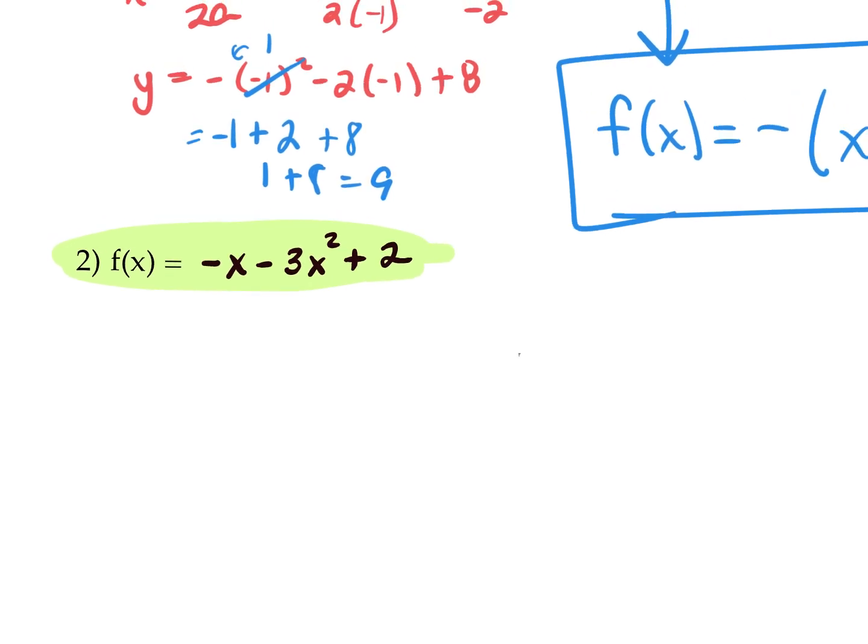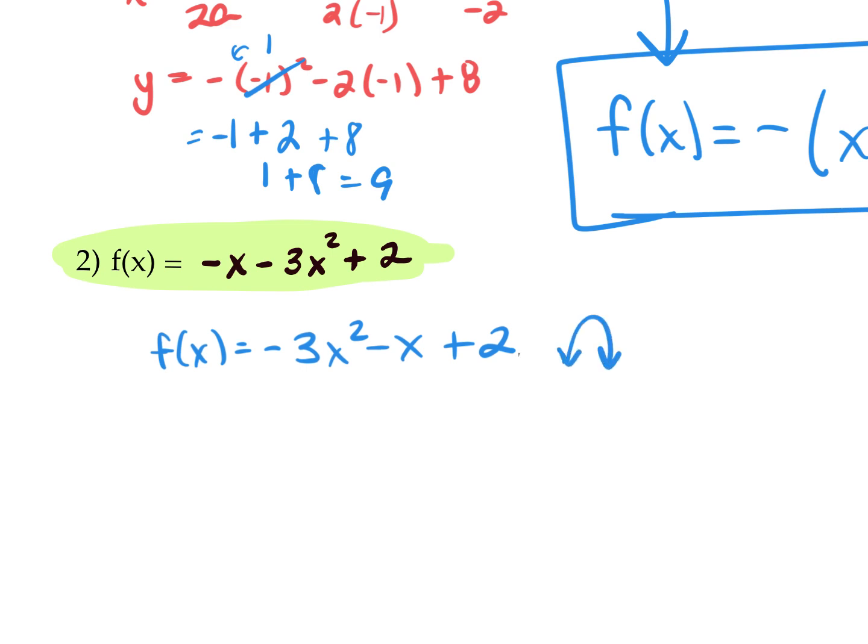It is? No, we got to rewrite it. So it's f of x equals negative 3x squared minus x plus 2. Everybody agree now? Okay, so now we can tell a lot about our parabola. Is this a negative parabola or a positive one? It's a negative.